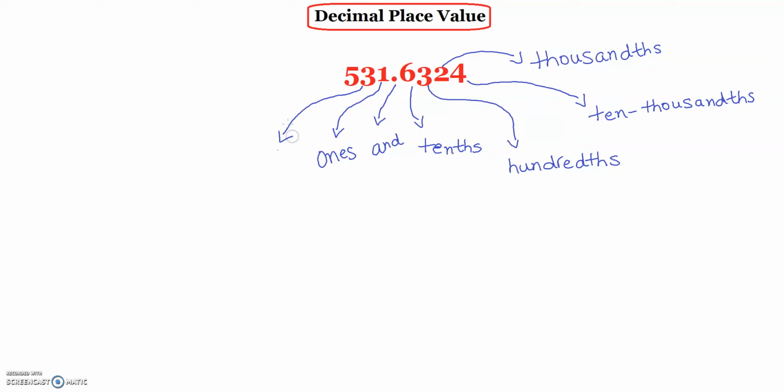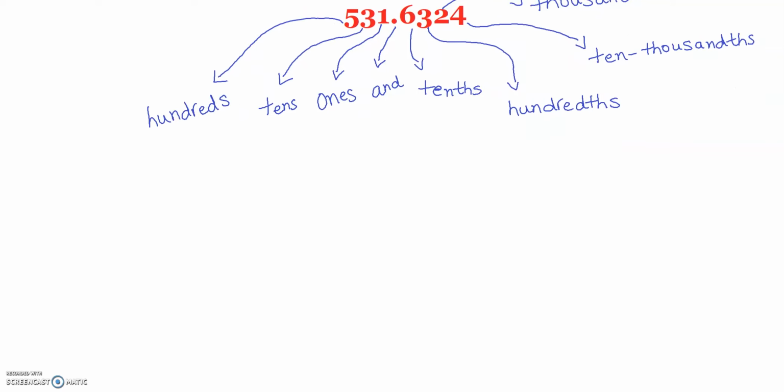This digit is tens. And this one is hundreds. Now let's look at some examples where the standard form of the decimal is given and we're going to write the word form or the written form. Let's look at the first example.